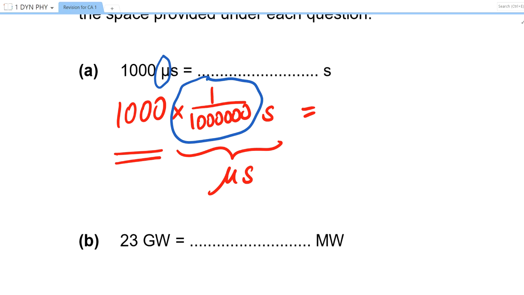You may do this with your calculator. Can you tell me what's the answer then? Primary school maths, you should be able to do this, right? 1,000 divided by 1 million. What do you get? This is your calculator if you need help. How much?